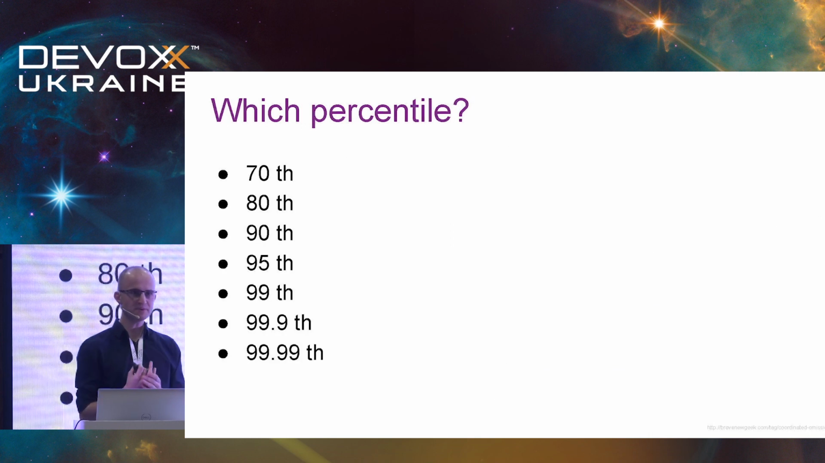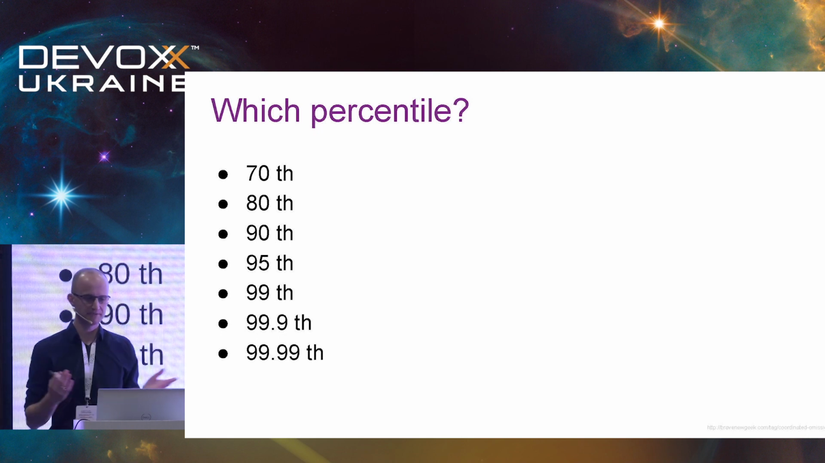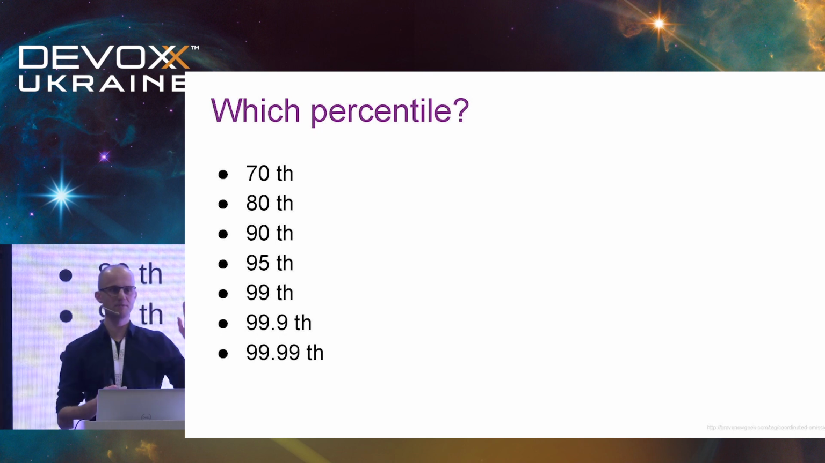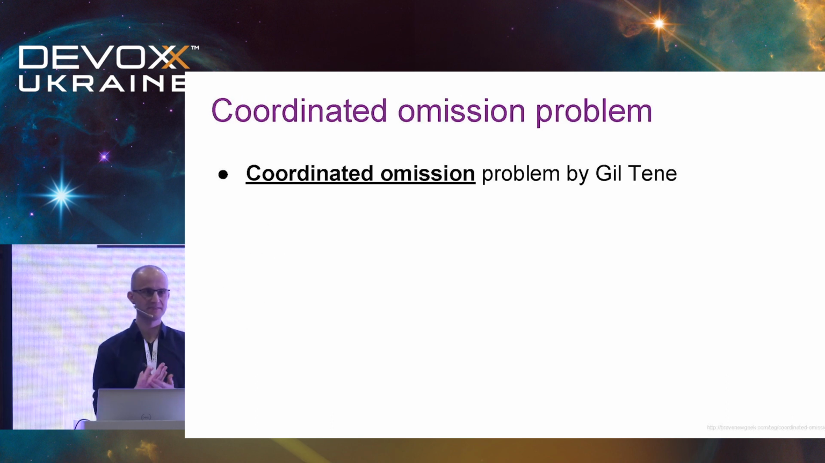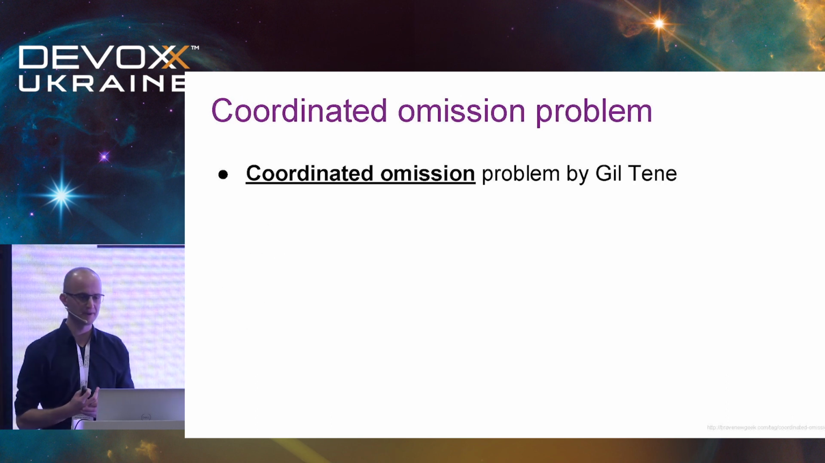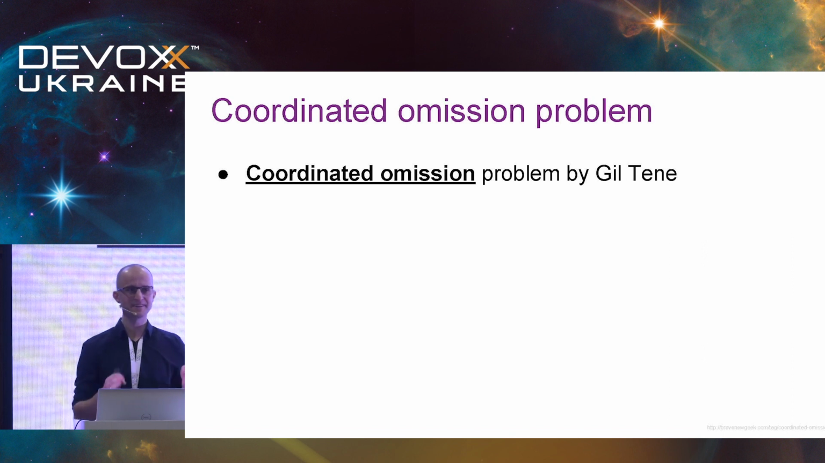Yeah, so which percentile should I be worried about? 95th, 99th, 99.9th? Who will vote for 95th? 99. Okay, you don't want to vote, I get it. Actually, the answer is all of them. Why? Because there is something called the coordinated omission problem. And this is the third and the last thing to remember after this talk.